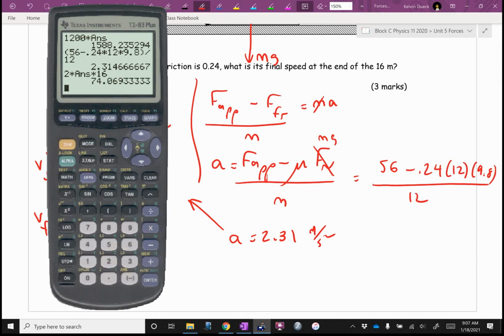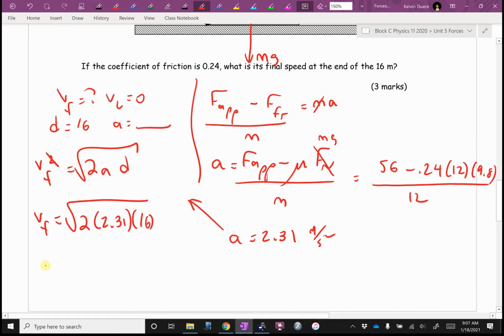That seems way too fast. Oh, square root. I was like, that's crazy fast. 8.6? 8.61? Yeah? Okay. So, if you got that, 3 out of 3.